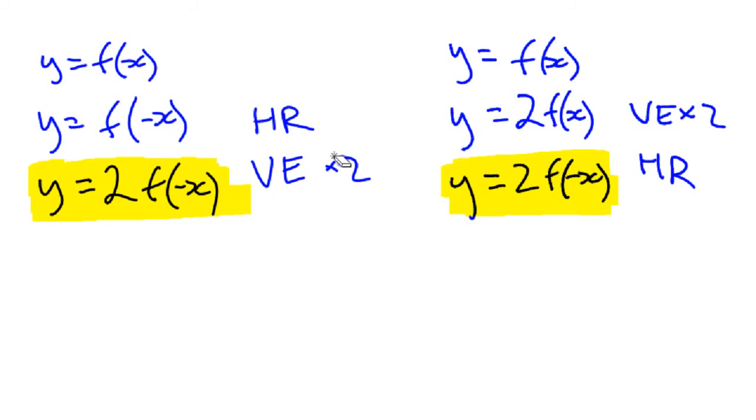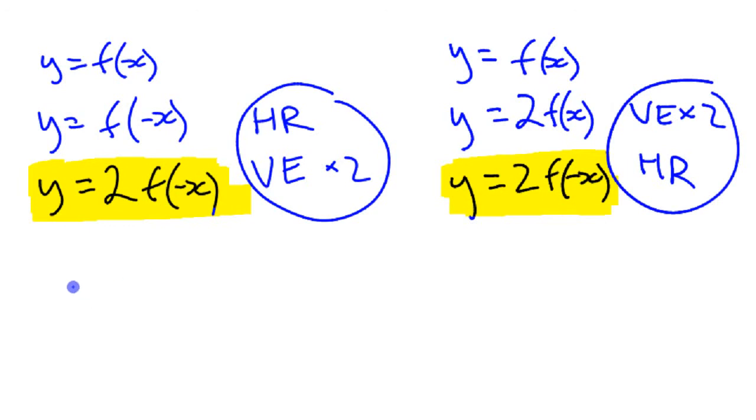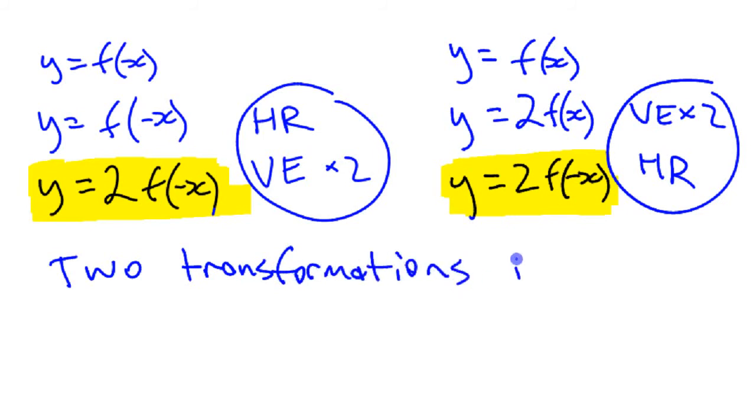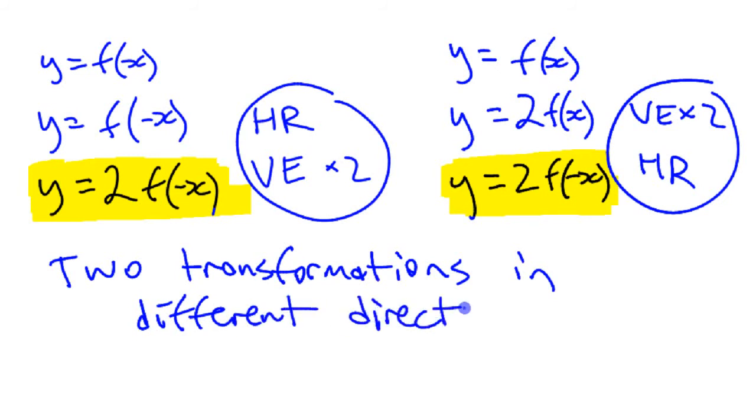If you have a reflection and an expansion, in fact, if you have any two transformations, if one's horizontal and one's vertical, it's not going to make a difference, right? Because one's going to be a change inside that function and one's going to be a change outside that function. It's not going to make a difference which way you do it, switching the order of these two things, the way we did over here. Two transformations in different directions. Order doesn't matter.